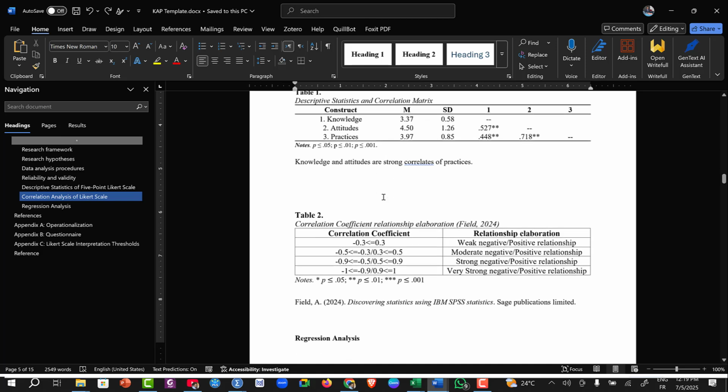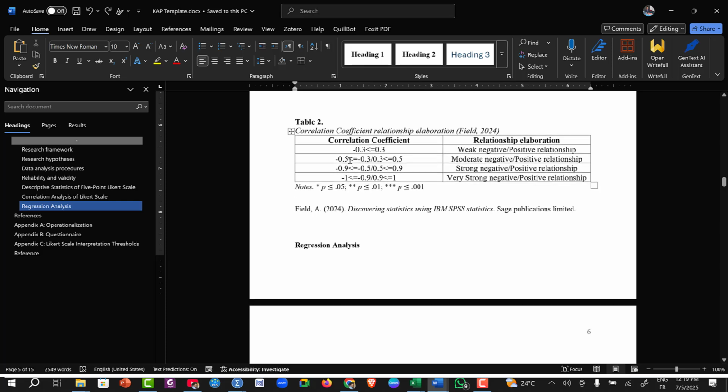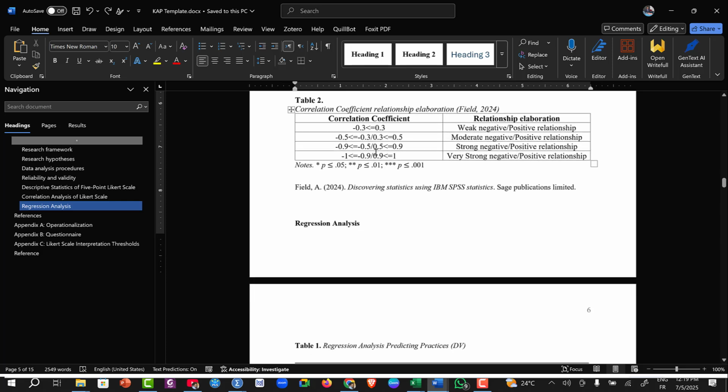and 0.001. For the correlation coefficient relationship, according to Field 2024, if the correlation coefficient is between minus 0.3 and plus 0.3, that's a weak negative or positive relationship, depending on the sign. If it is between 0.3 and 0.5, minus or plus, that's a moderate negative or positive relationship. If it is from 0.5 to 0.9, that's a strong negative or positive correlation. And if it is from 0.9 to 1, that's a very strong positive correlation.